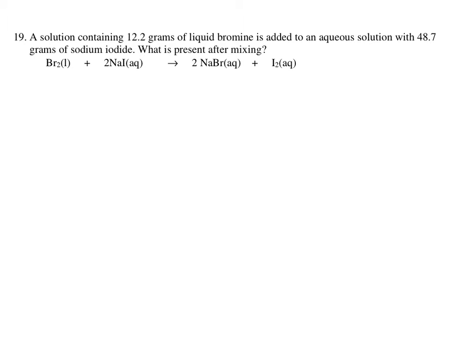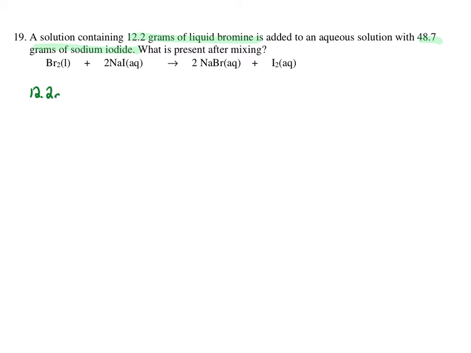This is a limiting reagent problem. We can recognize that because we're given amounts of two different reagents, and we're asked to determine what is present after mixing. First, we need to determine the limiting reagent. So we test each reagent to see how much product is produced when all of that reagent is consumed.